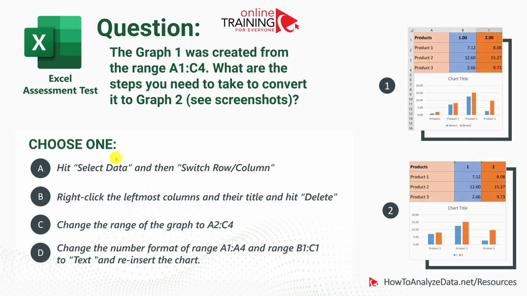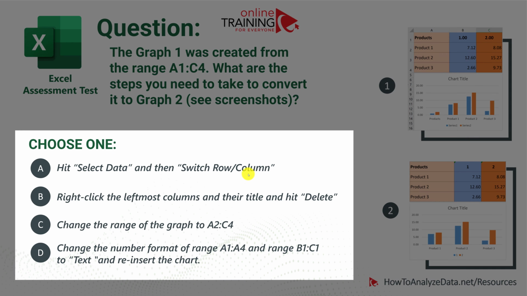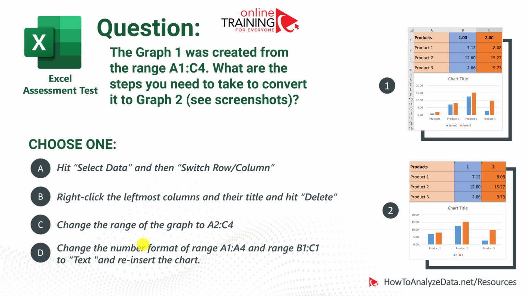There are 4 choices. Choice A, hit select data and then switch row and column. Choice B, right-click the leftmost columns and their title and hit delete. Choice C, change the range of the graph to A2 through C4, and then choice D, change the number format of range A1 through A4 and range B1 through C1 to text and reinsert the chart. Which one do you think is right?